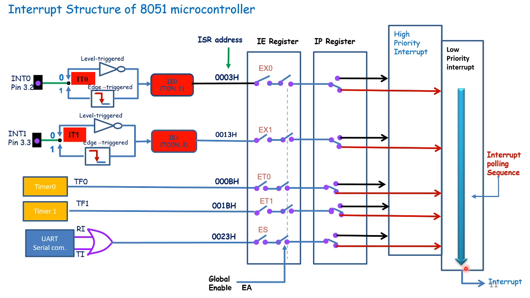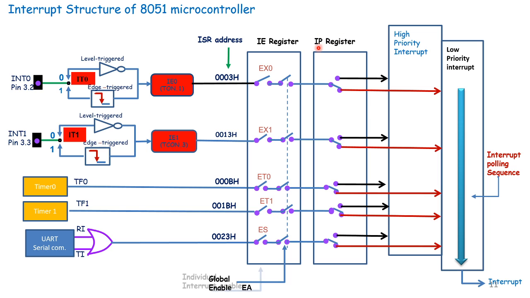Now the very important task we are going to explain here is the use of this global enable bit. When EA is equal to 0, all these interrupts will be disabled. No interrupt can interrupt the microcontroller. But when it is equal to 1, all these switches are closed. When these switches are closed, according to the interrupt enabling, the interrupt can interrupt the microcontroller according to priorities, highest priority and lowest priority, decided by IP.